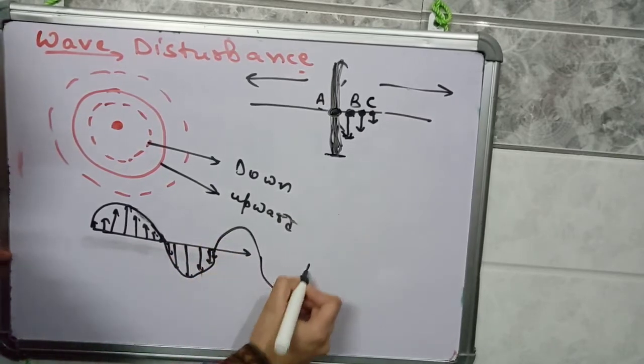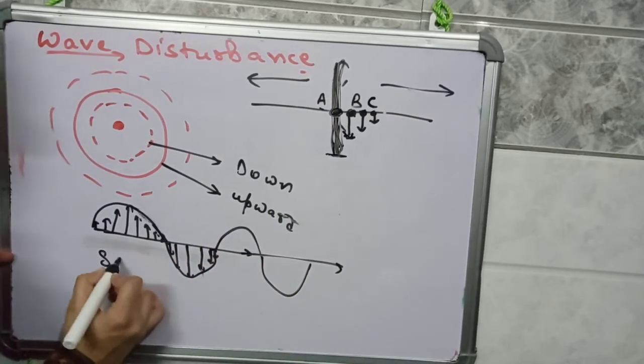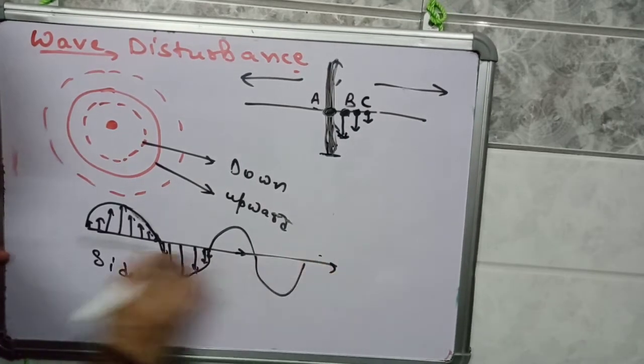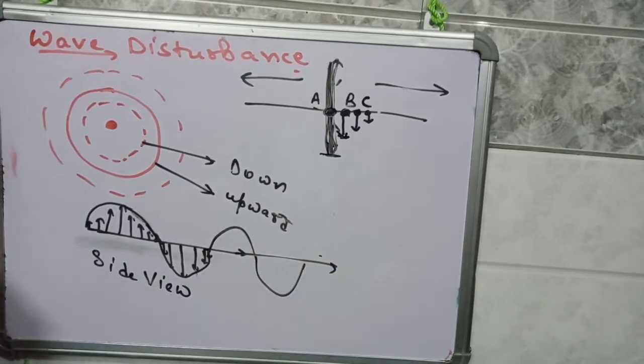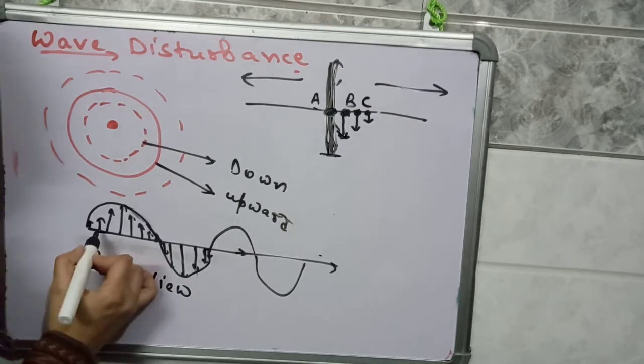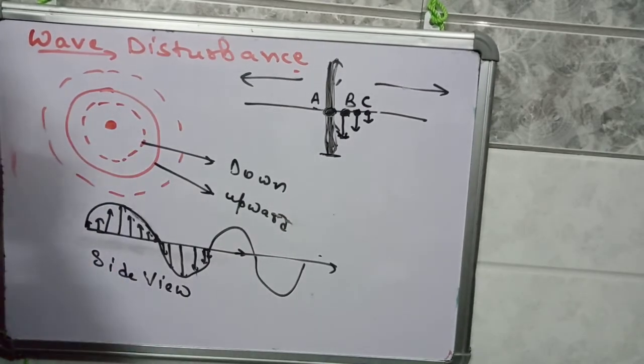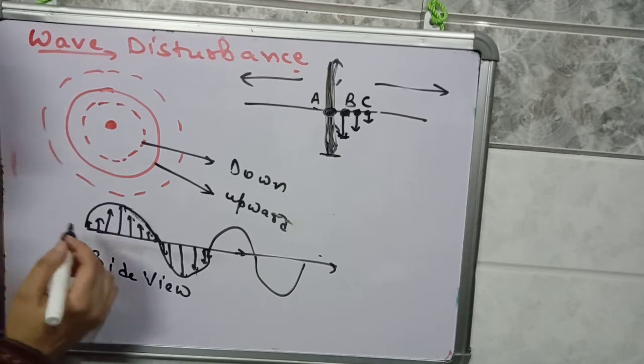Suppose a water wave is forming like this. This is the side view of a water wave. If you view it, this horizontal line represents the water particles present at the surface, water particles present at a level. These particles are going in the upward and downward direction.